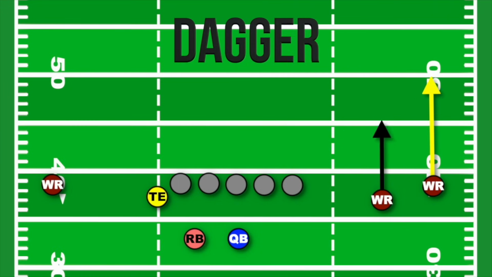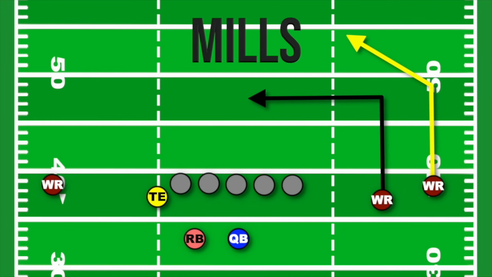The dagger concept attacks the middle of the field by running the inside receiver vertically, while the outside receiver runs a dig. The vertical route is intended to occupy the safety, leaving the dig route open. The Mills concept combines a post and dig route on the outside and inside. The Mills concept is sort of the inverse of the dagger because the dig route is meant to bait the safety into biting forward, leaving single coverage on the post route.